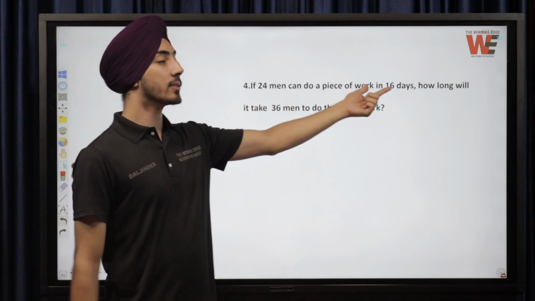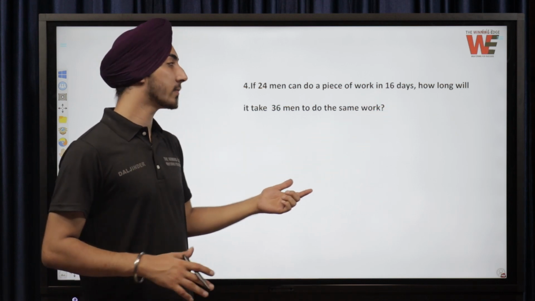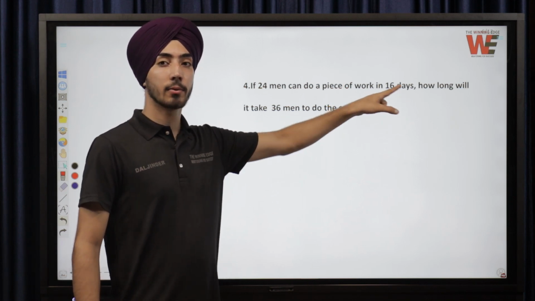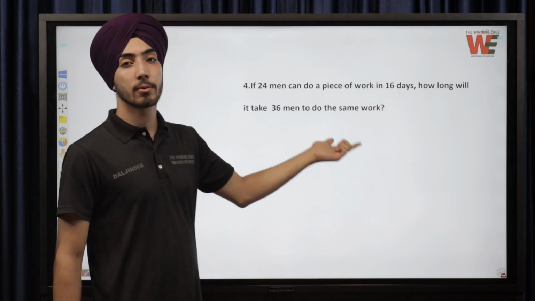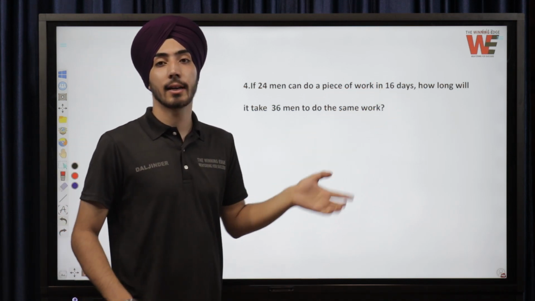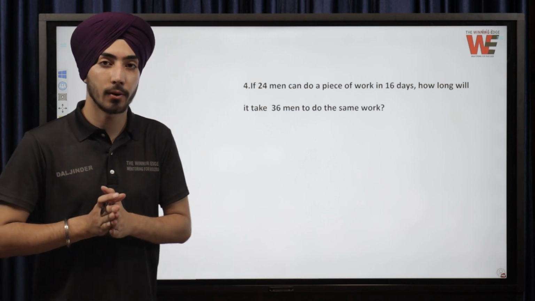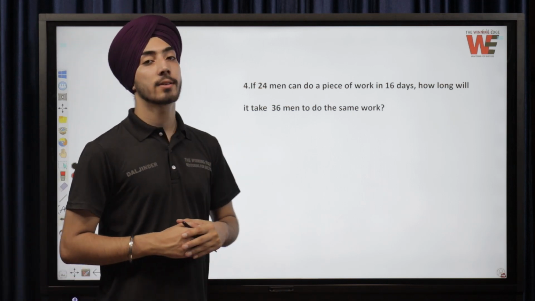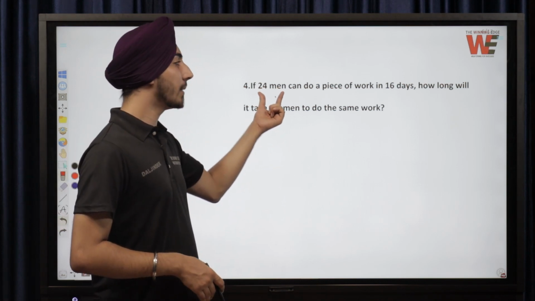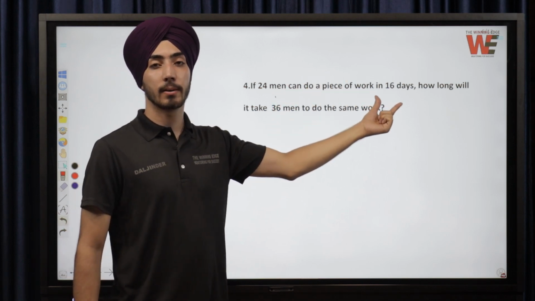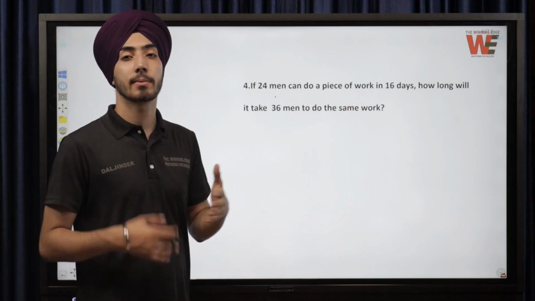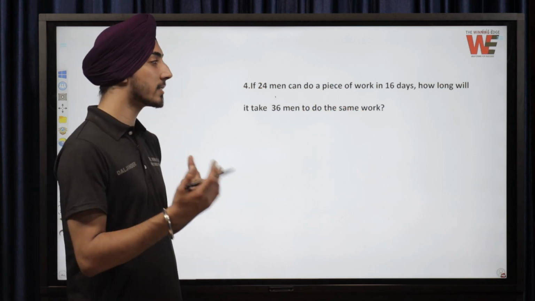Now this is obviously the common sense. If 24 men can do it in 16 days, if we increase the number of workers, or if we increase the number of men, they would obviously do it in less number of days, right? If 24 are doing it in 16 days, 36 should obviously do in less number of days. So there's a hint for you that your answer should be less than 16. If you're getting any answer greater than 16, that means your answer is wrong. Now this question is based on inverse relation. Inverse relation means if one increases, the other decreases. For example, if number of men increases, the days in which they will complete the work obviously will decrease, right? If the number of days is increasing, it means the number of people who are working has reduced. Okay, so this is inverse relation.